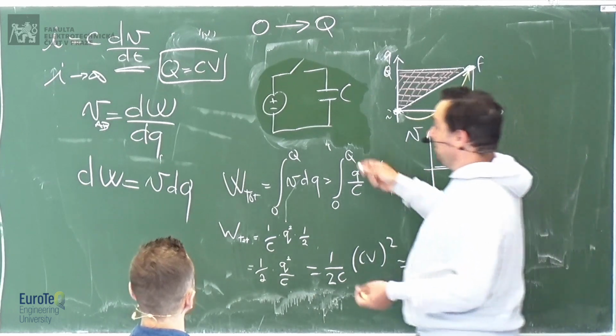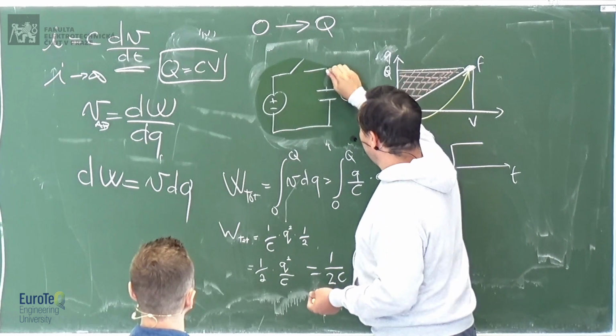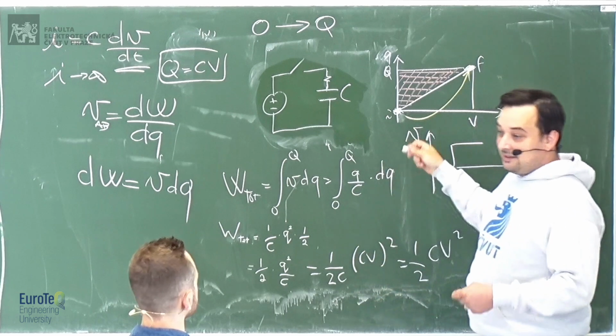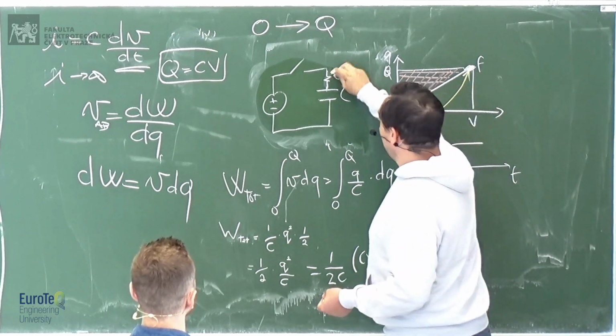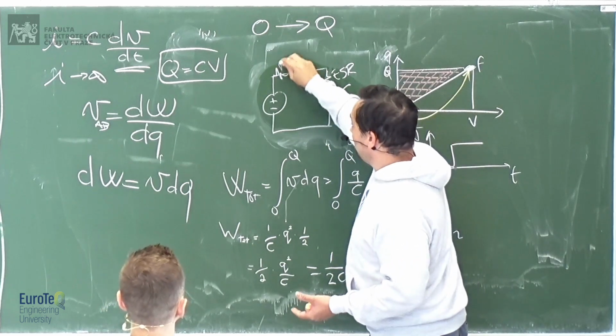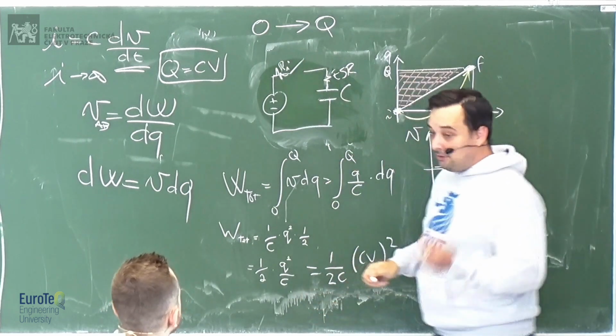As a matter of fact, there are some resistances. The capacitor always has some equivalent series resistance, so you have some equivalent series resistor. And the source of voltage also will have some resistance.